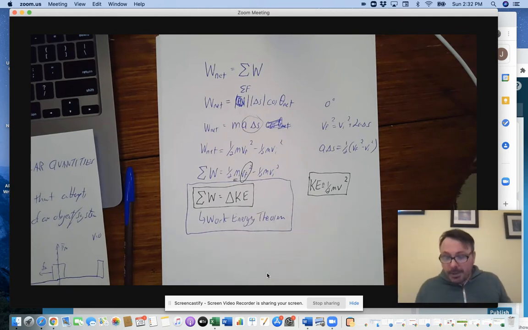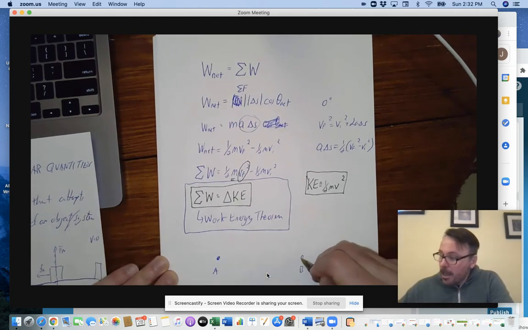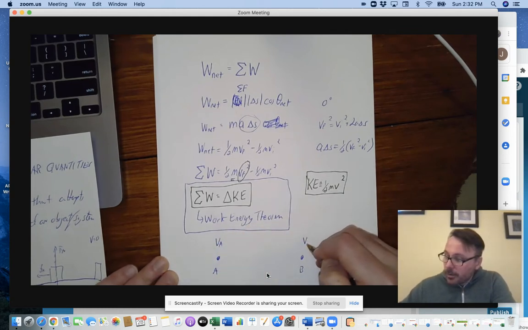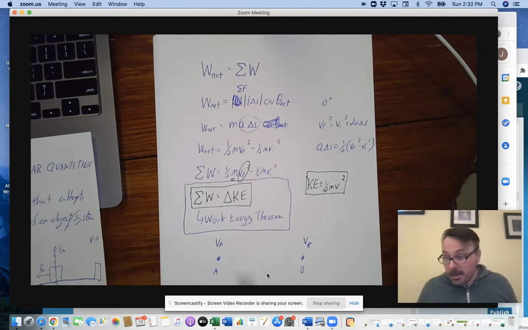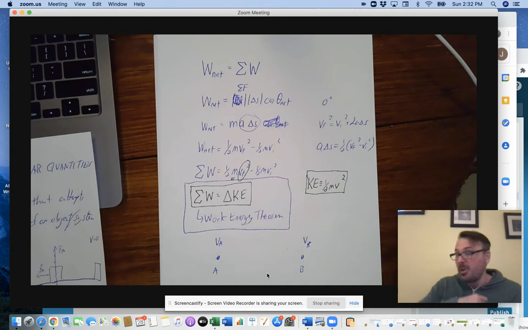And this is great because it says between two points in space, A and B, all I need to know is the speed at point A and the speed at point B. And then I can figure out something that's happening with the forces as it moves from here to here. Or if I'm at state A and I know everything that's going on with forces, I can predict what's going on at state B. Beautiful. It's an amazing, amazing little tool.